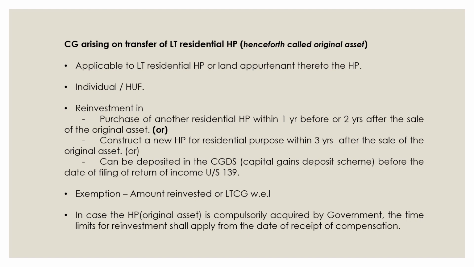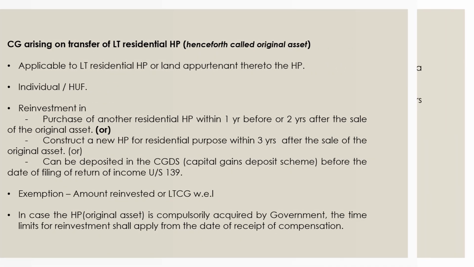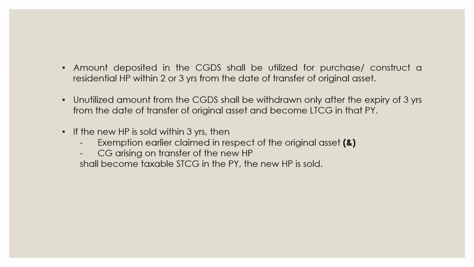In case the original asset is compulsorily acquired by the government, then the time limit for reinvestment shall apply from the date of receipt of compensation. After the amount is deposited into the CGDS, the amount should be utilized to purchase or construct a residential house property within 2 years or 3 years from the date of transfer of the original asset. That is, in case of purchase it is 2 years, and in case of construction it is 3 years.